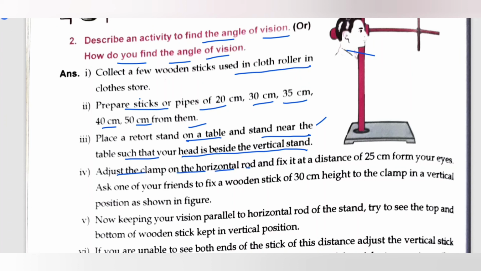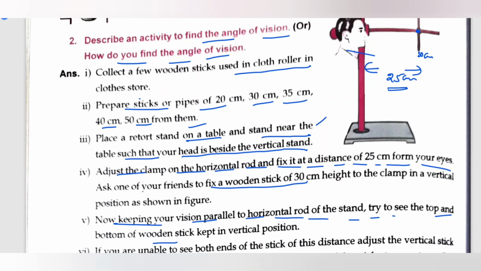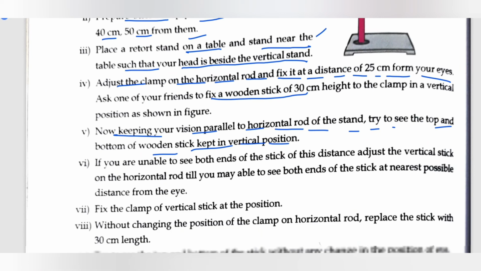Adjust the clamp on the horizontal rod and fix it at a distance of 25 centimeters from your eye. So from the horizontal stand, first adjust the stick at a distance of 25 centimeters. Ask one of your friends to fix a 30 centimeter one. So first take a 30 centimeter stick and place it in the clamp, which is at a distance of 25 centimeters. Now keeping your vision parallel to the horizontal rod of the stand, try to see the top and bottom of the wooden stick in vertical position. So from this position, try to see the top and bottom of the stick at the same time.